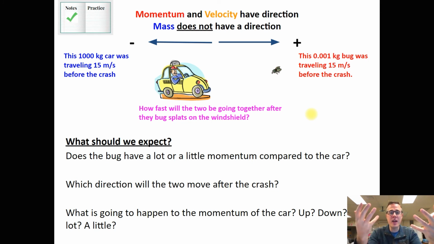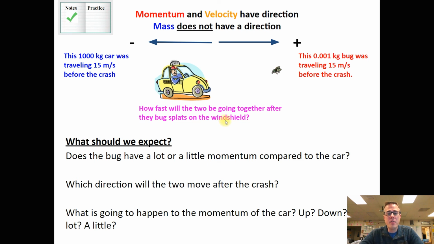So in this kind of a question, we need to be really careful about our signs, positives and negatives, because momentum and velocity can have a direction. They could be positive or negative, but mass will never be negative. You can't have negative mass. It's not a vector. What we're going to figure out is how fast will the two be going together. So the bug's going to smack into the taxi, and then they're going to move along together. How fast will they be moving together after the bug splats on the windshield?